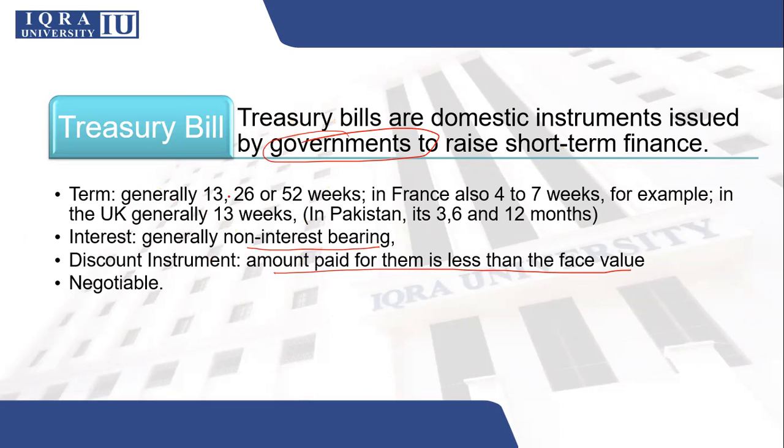The terms are generally 13, 26, or 52 weeks. In France, they are 4 to 7. In the UK, they are 13 weeks. But in Pakistan, we have 3, 6, and 12 month treasury bills issued by the government.